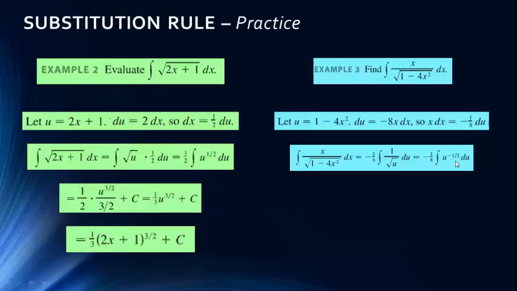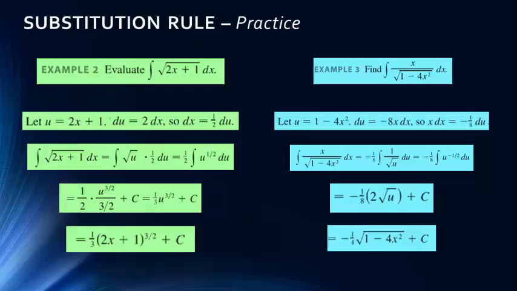Again, a very simple integral to solve. And when I solve this, I get negative 1/8 times the quantity of 2 times the square root of u. Substitute back in u. Simplify the fraction here. Negative 1/8 times 2 is negative 1/4. And I have my answer.